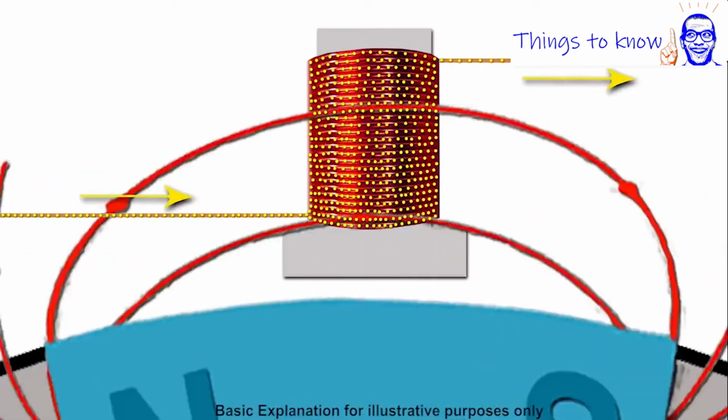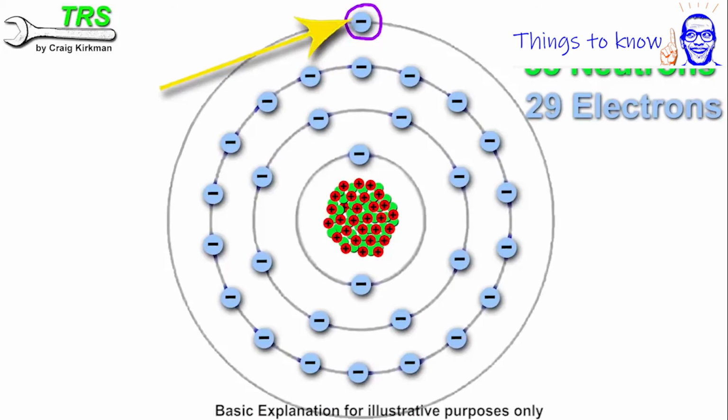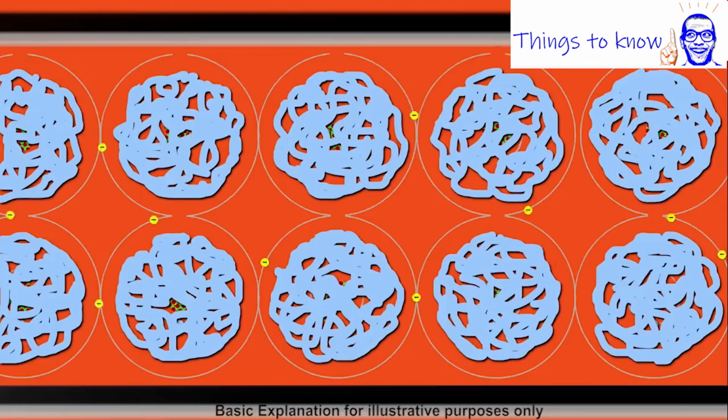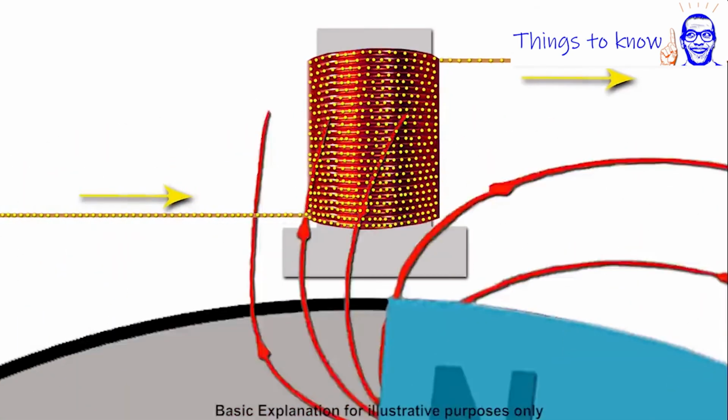And so in this instance, the electrical current is created by those outer electrons moving in one direction from each of those copper atoms. So basically, this is how a fixed magnet and copper wire can create an electrical current.